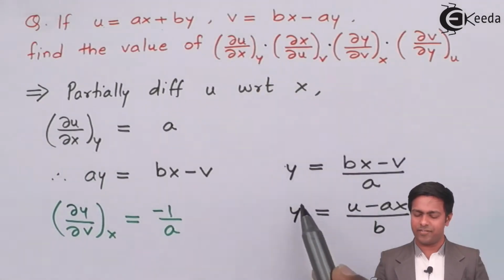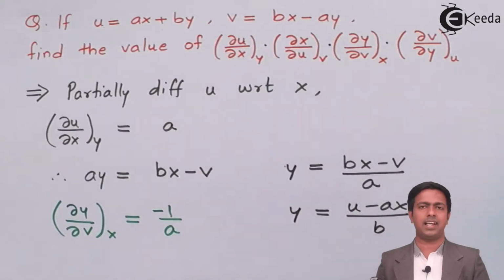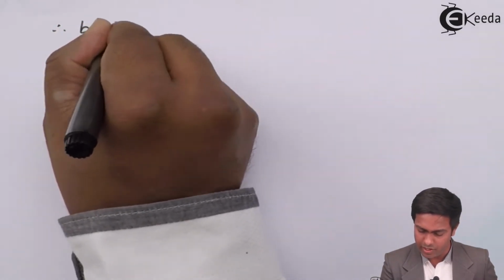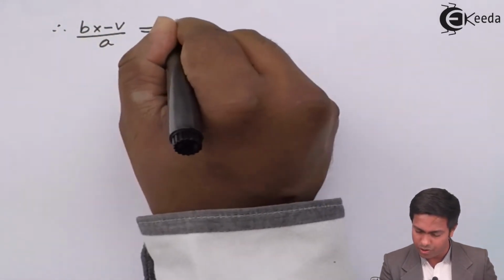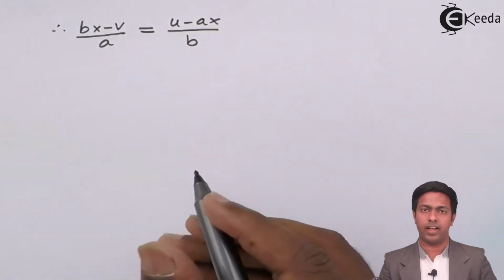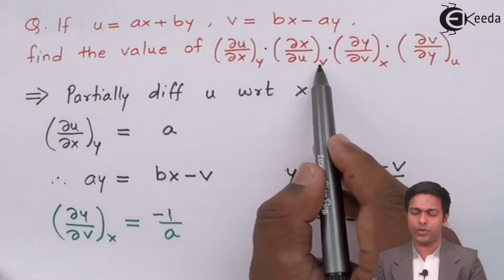I'll say since the left hand side is the same, therefore the right hand side is the same. And if we compare the right hand side, see the y is eliminated. So this is the hint. So here I'll say therefore bx minus v upon a is equal to u minus ax upon b. Now guys, let's solve this to get the value of x in terms of u and v.